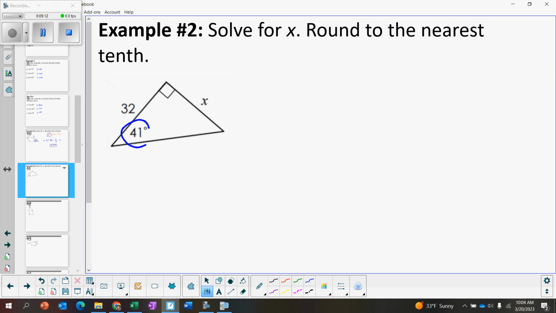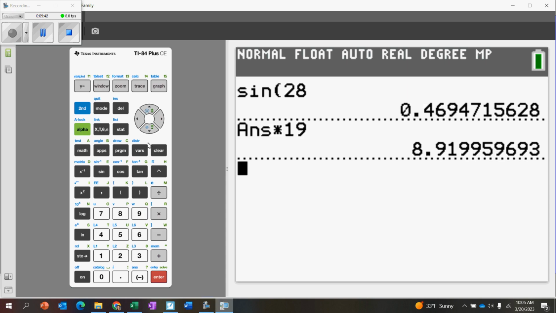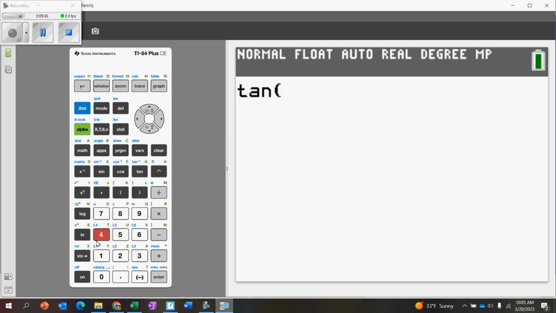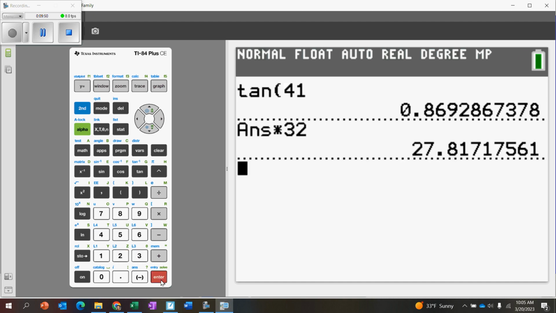All right, next example, here's our angle. So this side would be the hypotenuse, this is opposite, this is adjacent. So I have O and A, which is tangent. So tangent of 41 equals O over A, x over 32. So we're going to find the tangent of 41 and then times it by 32. So tangent of 41 times 32, and we get 27.8.